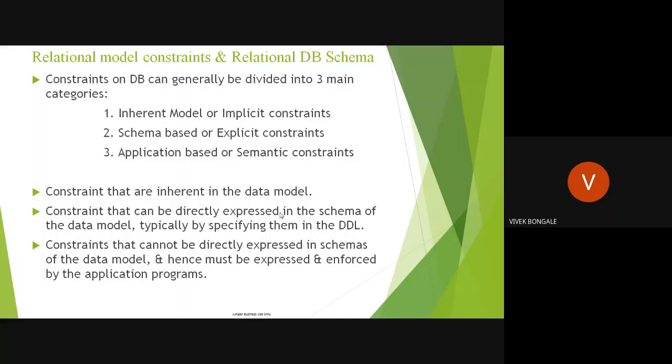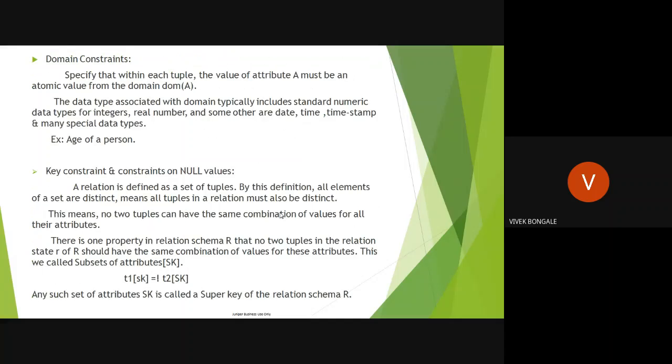Apart from these three, we have many constraints like domain constraint. Domain constraint means, as I said in the previous videos, domain is nothing but the values we're giving to the column. So the constraint on the domain means whatever values we are giving, all values should be atomic values. We can't assign multiple values to a single attribute. For example, for student ID, I can't write like 1 comma 2 comma 3.